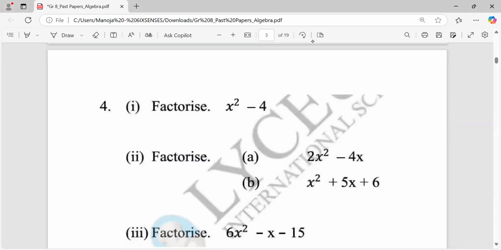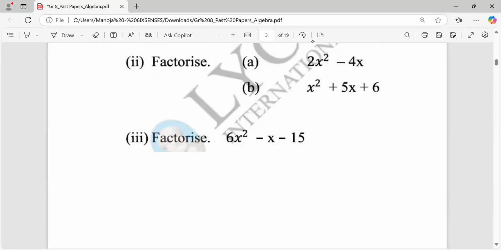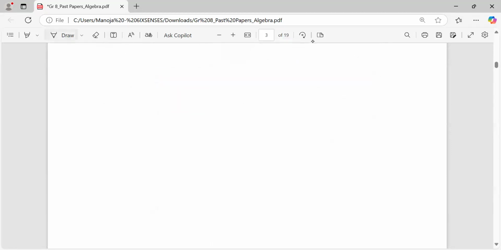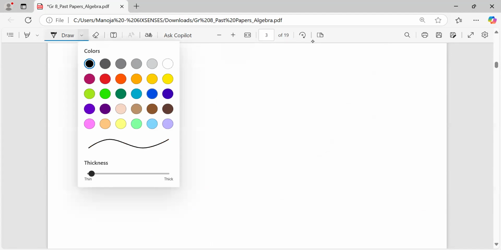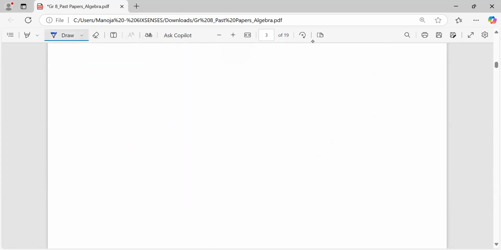So then this is also from the same paper, March 2022. You have the paper with you, March 2022 paper. So then the same thing, question number 4, right? So then we will see how we can write the answers. So here, I put the question number here, Q4, like this. And then I write the Roman number 1, and I want to factorize. Here I have x squared minus 4. That is what they have given.